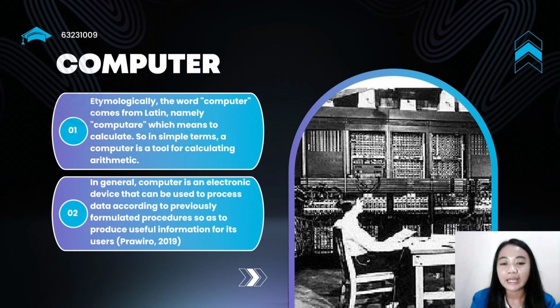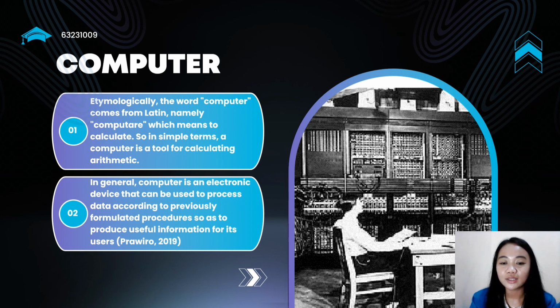Computer. Etymologically, the word computer comes from Latin, namely computa, which means to calculate. So, in simple terms, a computer is a tool for calculating arithmetic. The definition of a computer is an electronic device that consists of a series of various components that are connected to each other to form a working system. The system in the computer can carry out work automatically based on programs instructed to it, so that it is able to produce information based on existing data and programs.